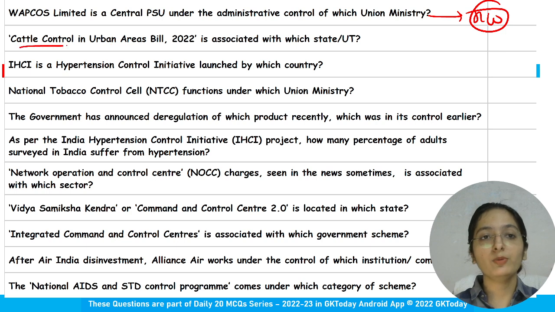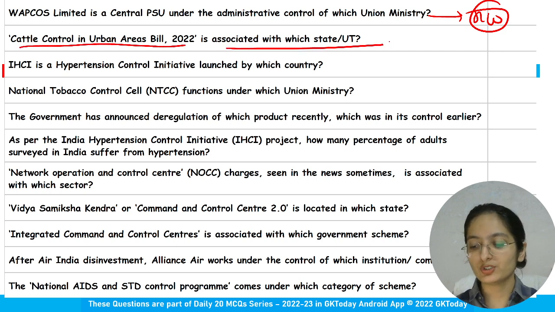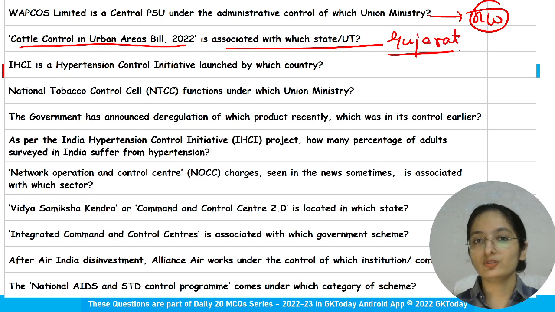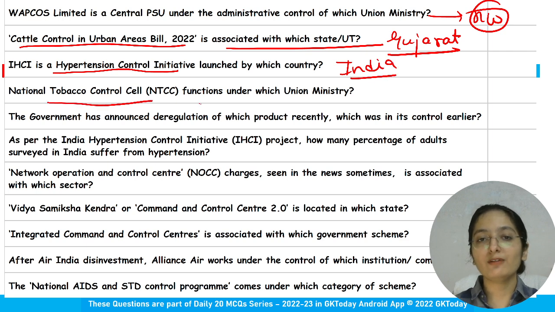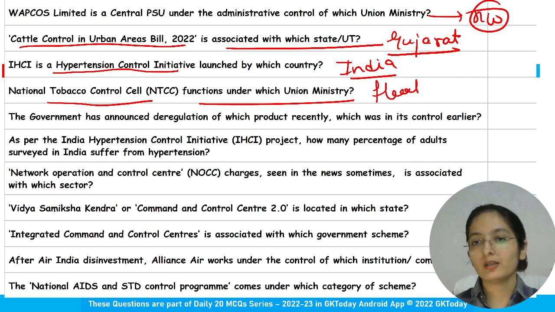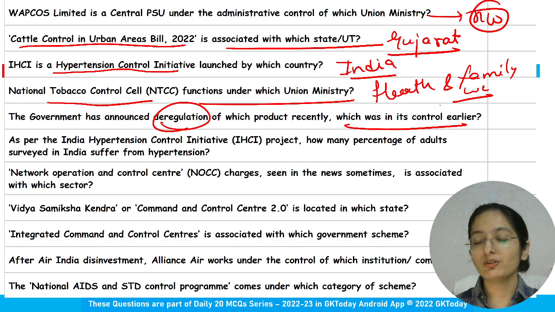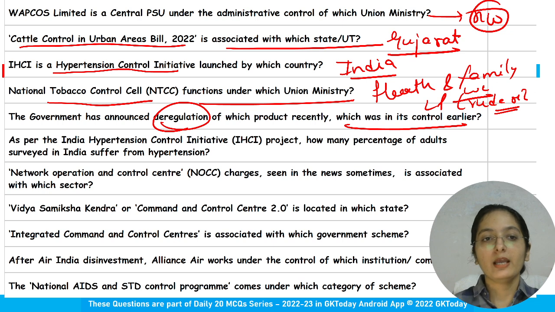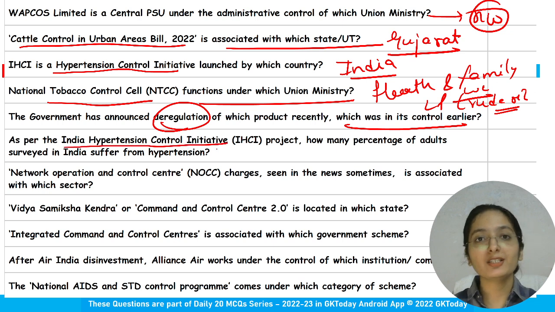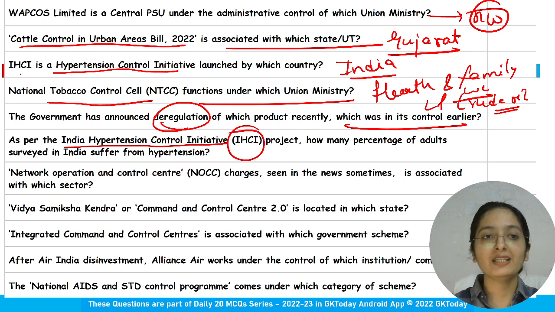Cattle control in urban areas bill is associated with which state? Gujarat. IHCI is a hypertension control initiative. It is launched by which country? India. National Tobacco Control Cell functions under which ministry? Health and Family Welfare. Government has announced deregulation of which product which was in its control earlier? Locally produced crude oil. As per India Hypertension Control Initiative, see, if you would have remembered the full form, you would have very easily solved this answer.